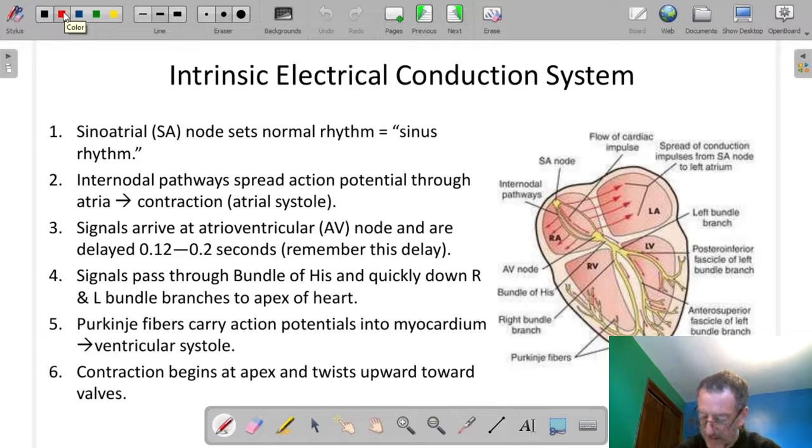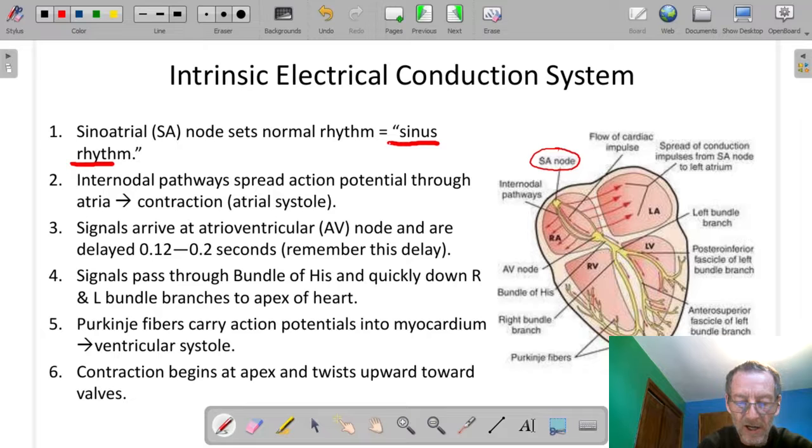So again, here is the SA node. The vena cava are not shown. And that sets the normal rhythm of the heart. And if the SA node is setting the rhythm and everything's normal, the heart is said to be in sinus rhythm. So the term sinus rhythm is a common term, and it means that everything's going fine and the SA node is controlling the beating of the heart.